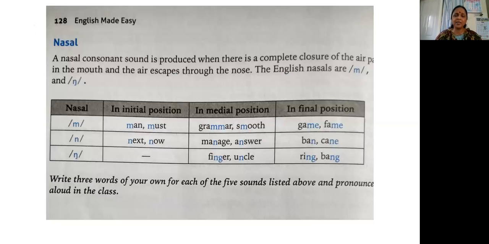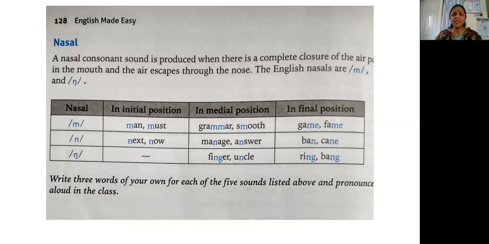Now we'll look at the other three sounds that are the nasals. Nasal consonants are produced when the complete closure of air is there in the mouth and the air passes through the nose. There are three nasals, m, n and ng. Example, starting position: man, must. Middle position: grammar, smooth. Final: game, fame.